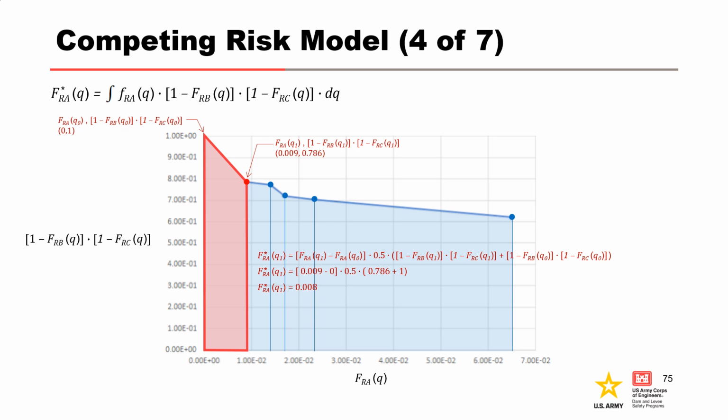So for hazard Q1, we are going to integrate from Q0 to Q1. The system response for A, assuming competing risk, will be equal to the area shown in red. The area can be calculated by taking the change in system response A and multiplying it by 1/2 times the sum of the survival function at Q0 and at Q1.